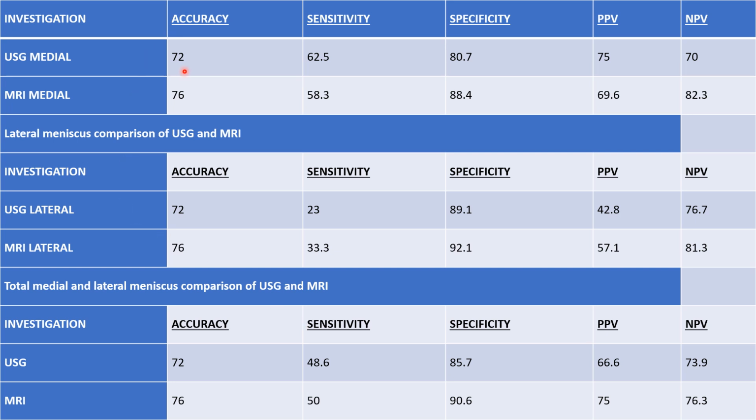Here we can see the accuracy, sensitivity, specificity, PPV and NPV of the medial meniscus, of the lateral meniscus, and the total medial and lateral meniscus comparison given in this table, and this accuracy is comparable. However, in all of these findings, we can see that accuracy, sensitivity, specificity, PPV, and NPV of MRI is slightly better than USG.